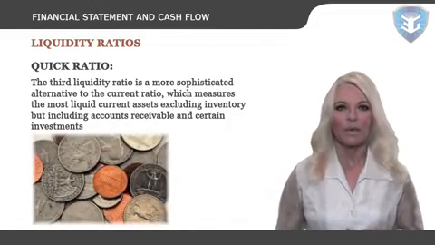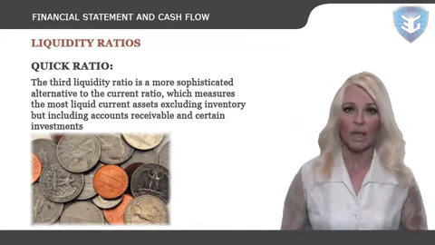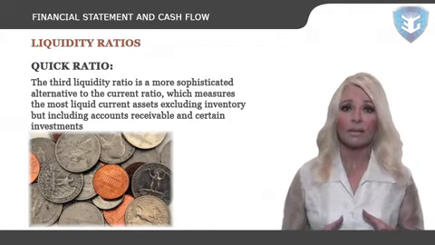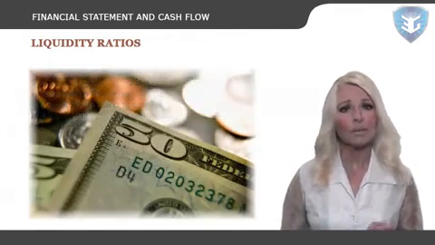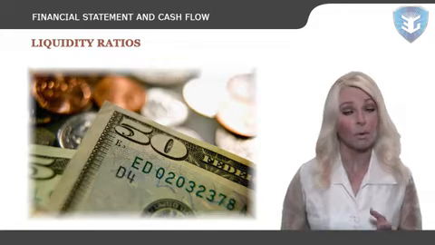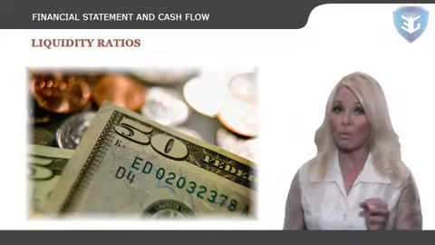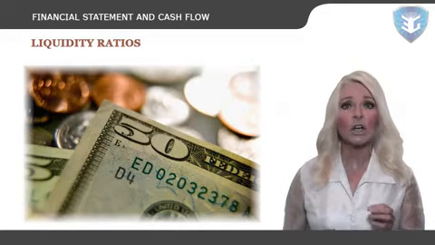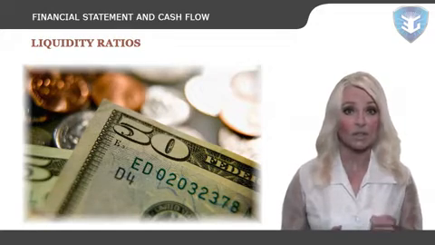Quick ratio. The third liquidity ratio is a more sophisticated alternative to the current ratio, which measures the most liquid current assets excluding inventory, but including accounts receivable and certain investments. The quick ratio should be around 0.7 to 1, with very few companies having a cash ratio of over. To be absolutely safe, the quick ratio should be at least 1, which indicates that quick assets exceed current liabilities. If the current ratio is rising and the quick ratio is static, it suggests a potential stockholding problem.